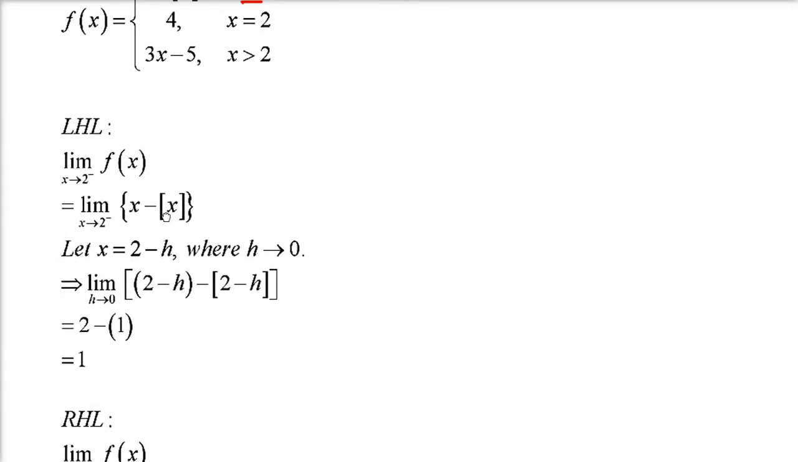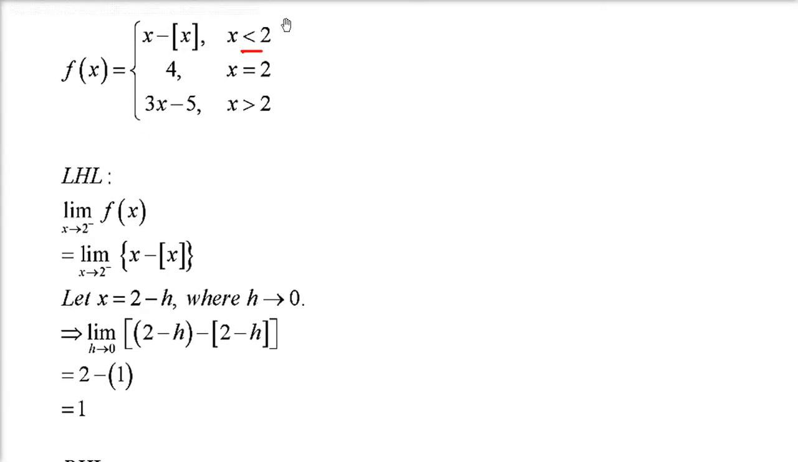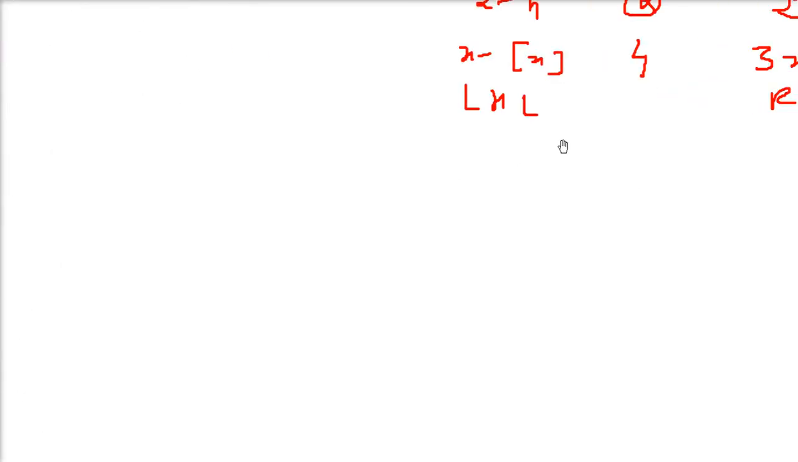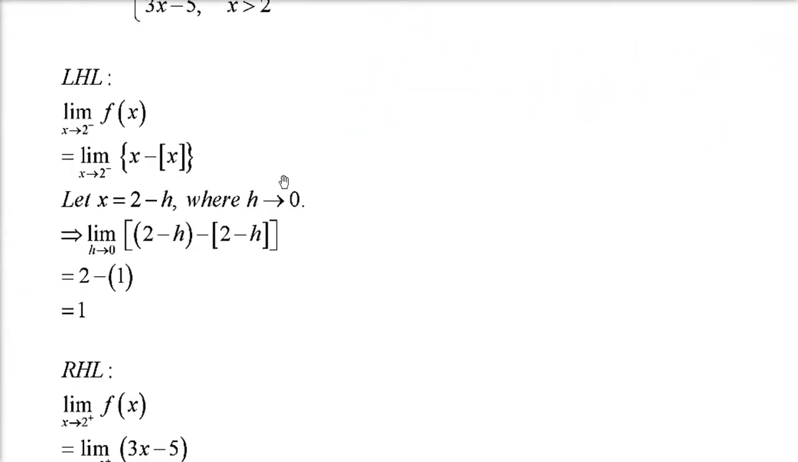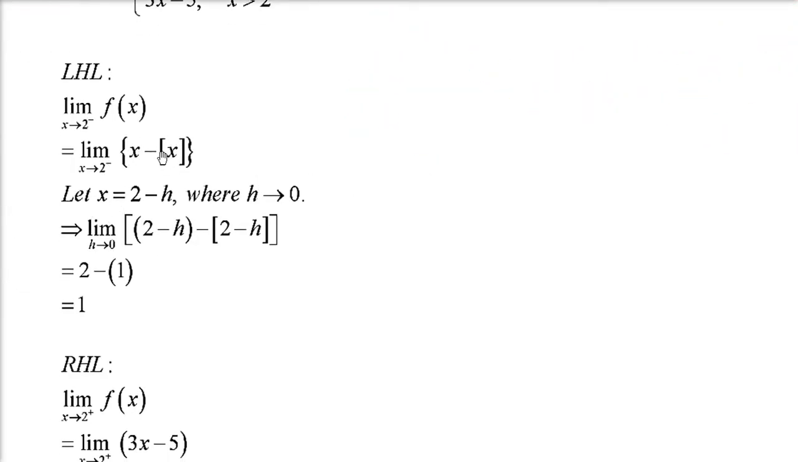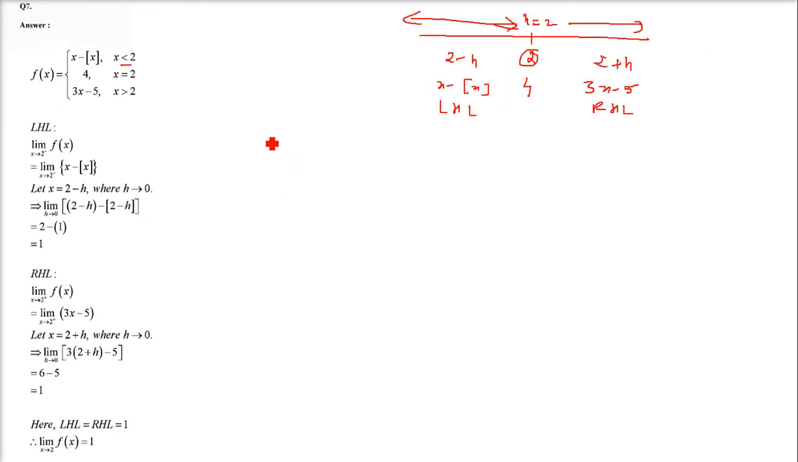So here we have f(x) as x tends to 2 minus, so we are talking about x less than 2, x minus the greatest integer function. In place of x we are going to put 2 minus h. When we put 2 minus h, x is 2 minus h, and we need the greatest integer function of 2 minus h. I told you in the previous question, whenever you subtract anything from 2, the value will go to 1. That is, whatever value lies between 1 and 2, it will always give you 1 as the greatest integer.